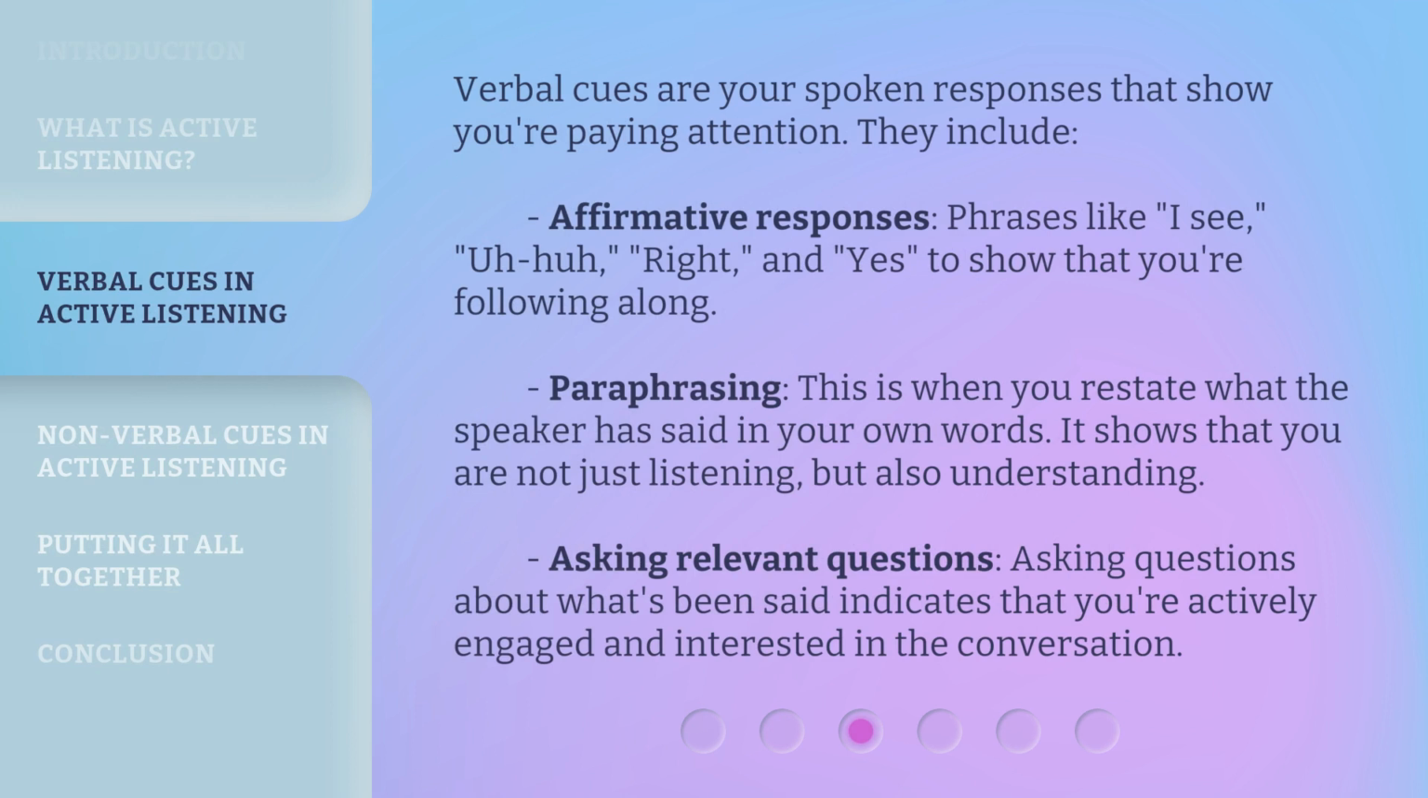Verbal cues are your spoken responses that show you're paying attention. They include affirmative responses, phrases like "I see," "aha," "right," and "yes," to show that you're following along. Paraphrasing. This is when you restate what the speaker has said in your own words. It shows that you are not just listening, but also understanding. Asking relevant questions. Asking questions about what's been said indicates that you're actively engaged and interested in the conversation.